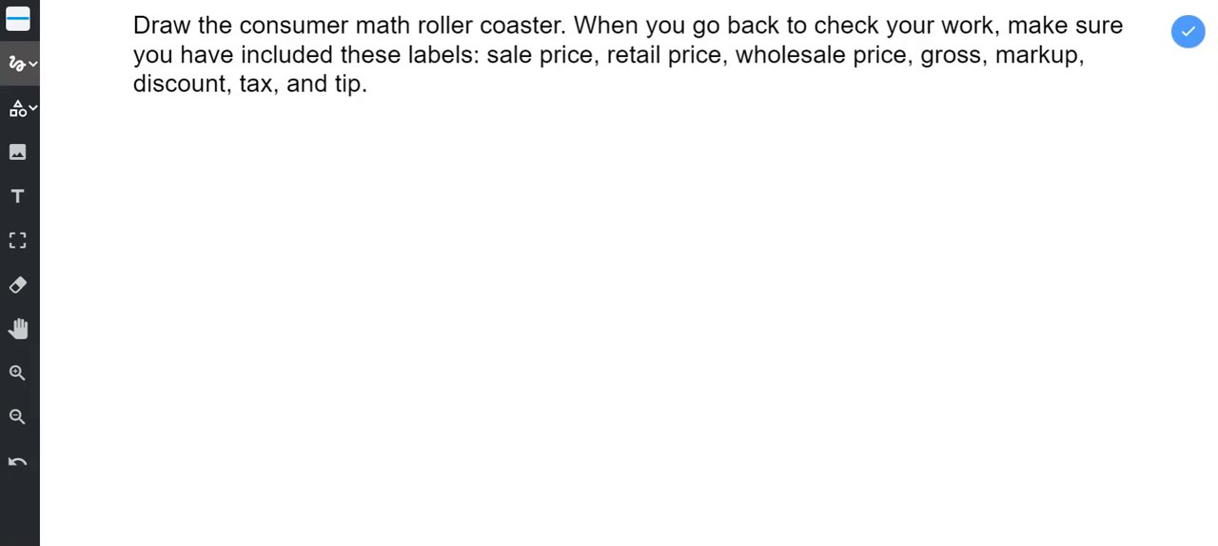Draw the consumer math roller coaster. When you go back to check your work, make sure you have included these labels: sale price, retail price, wholesale price, gross, markup, discount, tax, and tip.